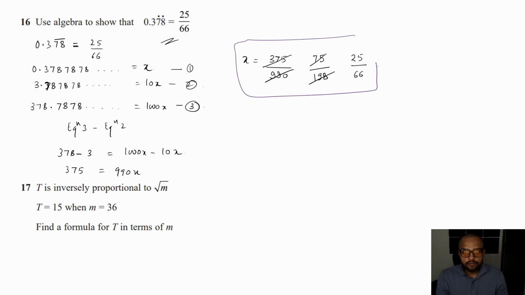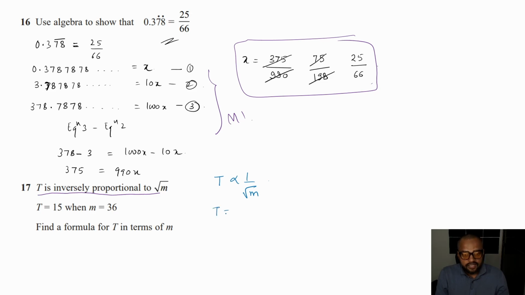We have shown it. Since they have asked us to show this part, we'll be getting only the marks on method, that is M1, and accuracy will not be calculated here because the solution was already given in the question. Now in part 17, they have told that t is inversely proportional to root of m. I'll be taking a different pen here, students. t is inversely proportional to 1 by root of m. It is given in the question, and t is equal to 15 when m is equal to 36.